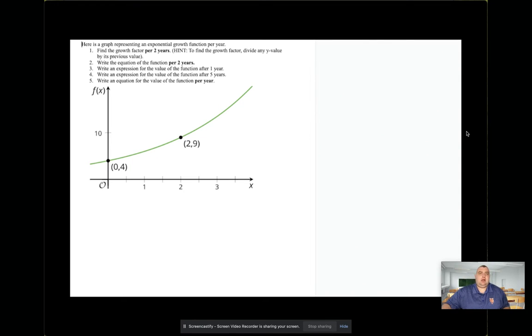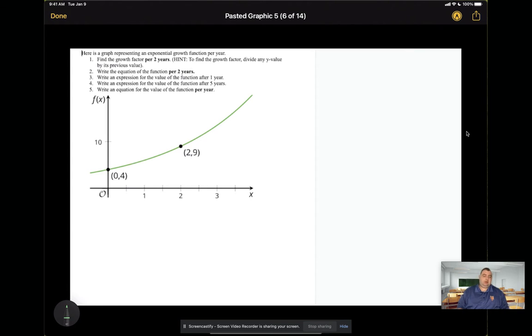All right, we are up to lesson 6. Once again, no new lesson notes, so we're going to go ahead and get right into the examples.